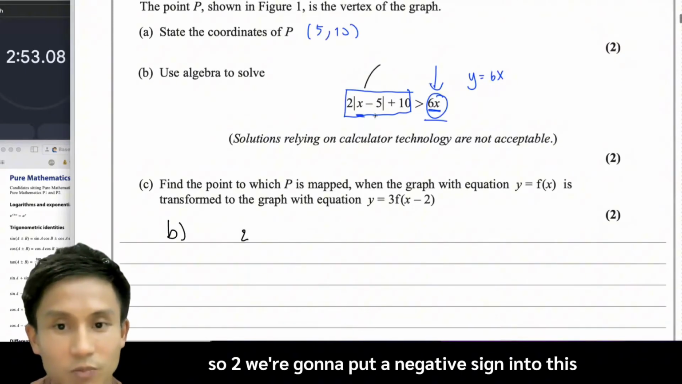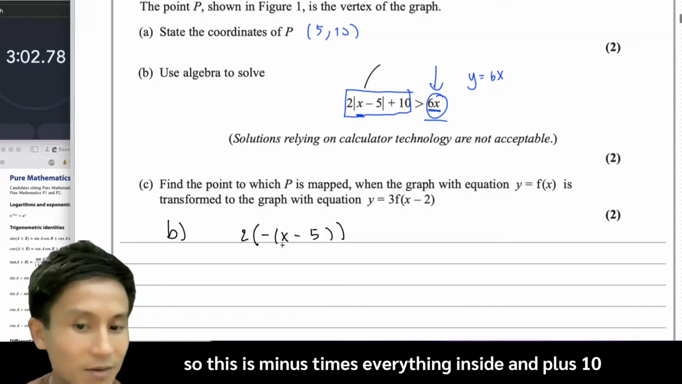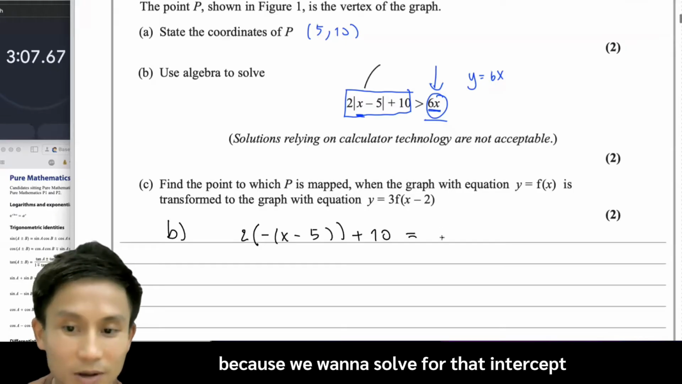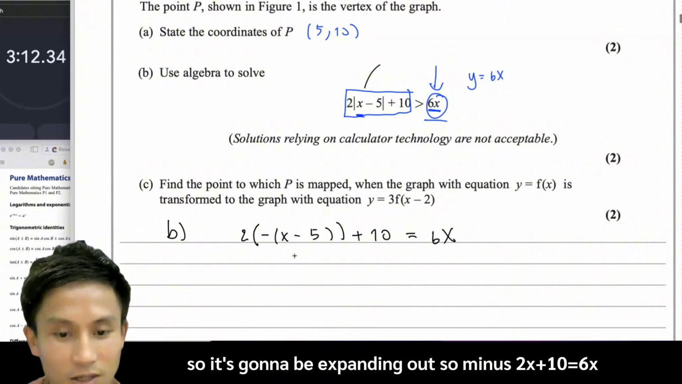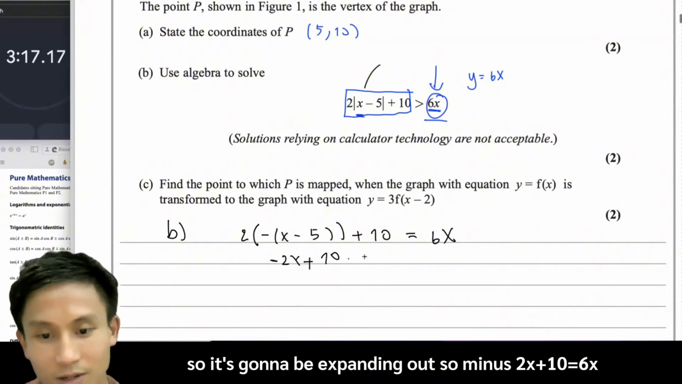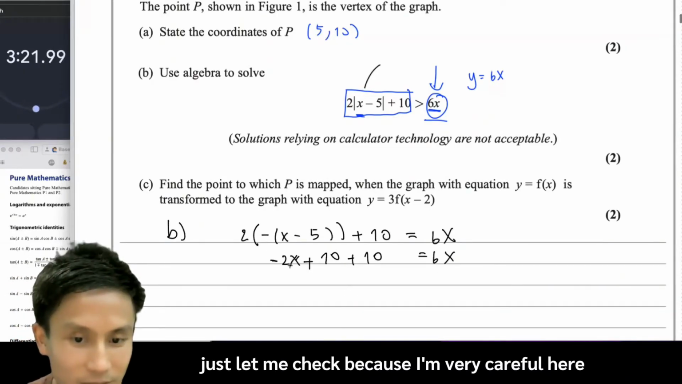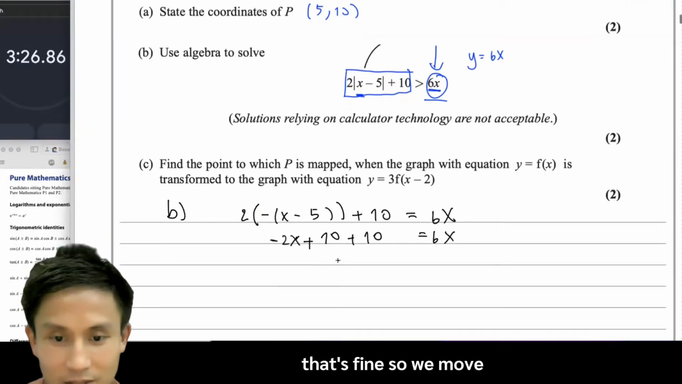So we're going to put a negative sign into this. That's going to be minus (x minus 5) here. So this is minus times everything inside, plus 10. Because we want to solve for that intercept, I'm going to put it equal to 6x and solve for this. So expanding out, minus 2x plus 10 equals 6x. Just let me check because I'm very careful here. So minus x and plus, yeah, that's fine.